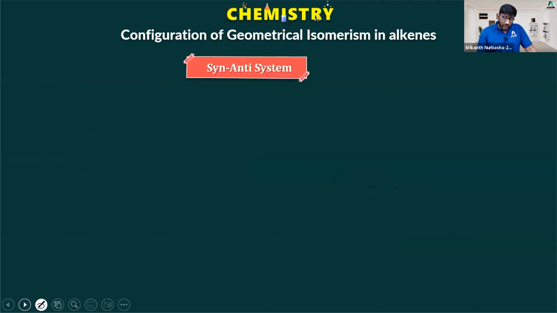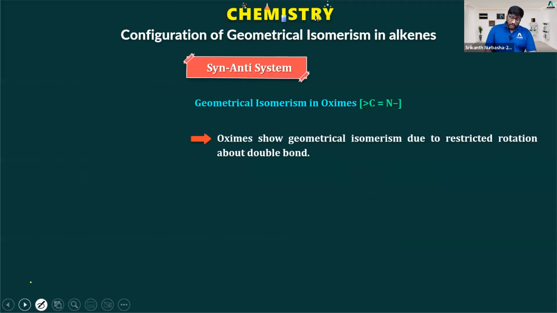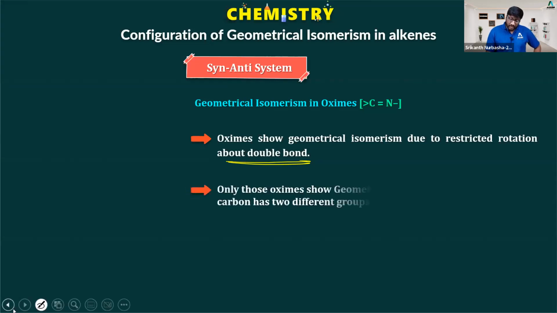Right? So then comes syn and anti systems. Geometrical isomerism in oximes, C double bond N systems. Oximes show geometrical isomerism due to restricted rotation around the double bond. Because of that, oximes show geometrical isomerism.